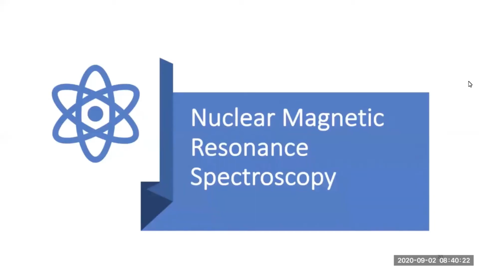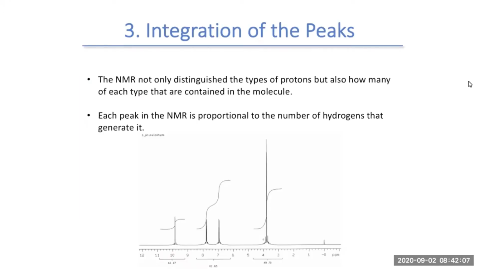In this video, we'll look at the integration, or the area of the peaks. The NMR spectrum not only distinguishes the types of protons, but also how many of each type are contained within the molecule. Each peak in the NMR is therefore proportional to the number of hydrogens that generate it. An example of an NMR spectra is shown here, which includes the integrations.